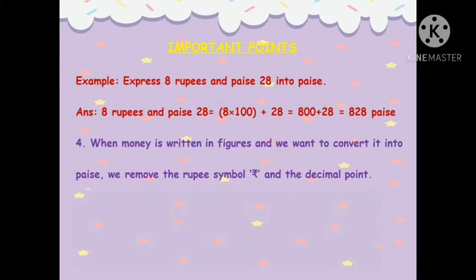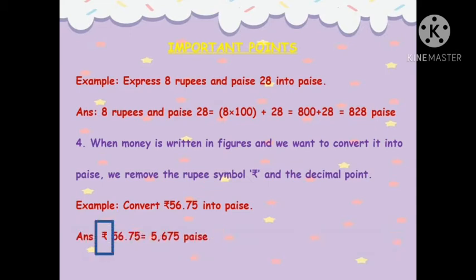Suppose a question is given to you. Convert 56 rupees and 75 paise into paise. So here we'll simply remove the rupee symbol and decimal point. So the answer we get here is 5675 paise.